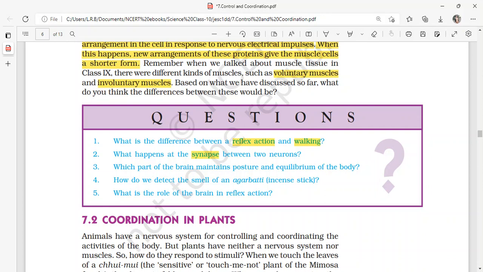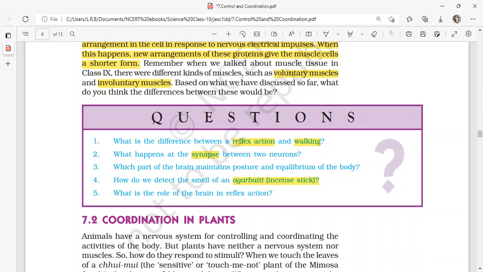Which part of the brain maintains the posture and equilibrium of the body? Obviously it is the cerebellum, the part of the hindbrain which controls the equilibrium and posture of the body. How do we detect the smell of an agarbatti or incense stick? It is with the help of olfactory receptors. With the help of olfactory receptors, we sense the smell.